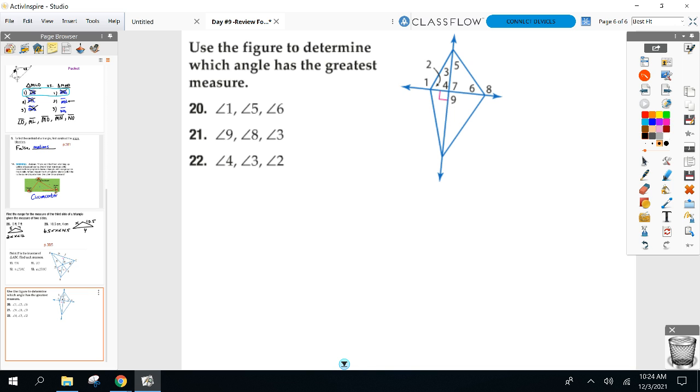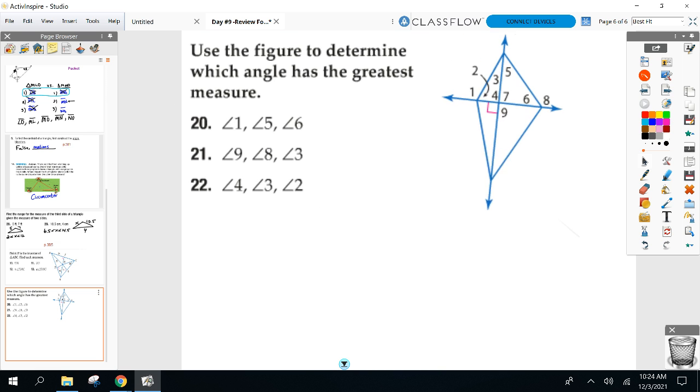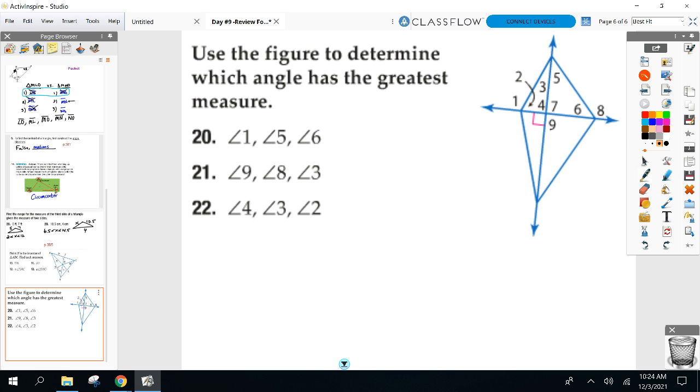I'm going to give you 3 angles. Which one's the greatest one? Which one's the biggest one? Okay. So out of angles 1, 5, and 6, I'll let you take a look. Out of angles 1, 5, and 6, and again, it's on your notes in your Chromebook. 1, 5, and 6. Which one is the biggest one?